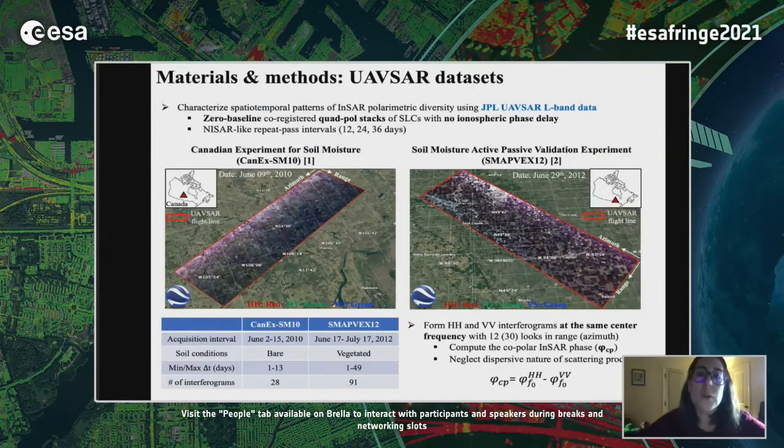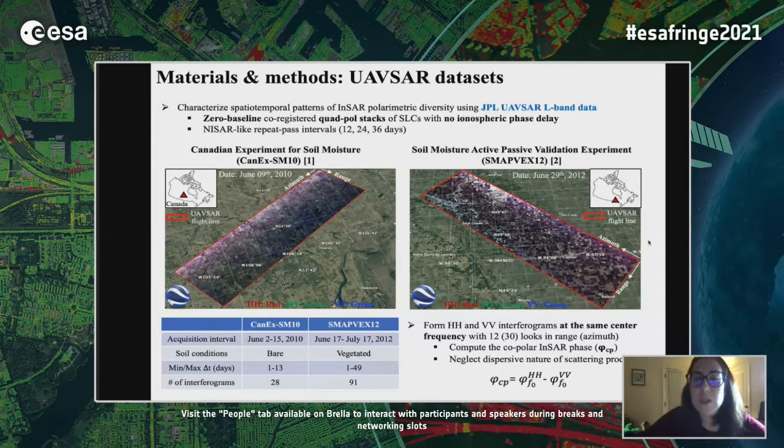So we decided to focus our attention on characterizing the spatial and temporal pattern of the interpolarimetric diversity, so differences between interferograms at two different polarizations, on two data sets acquired by the JPL UAVSAR L-band sensor. We have two sets of fully polarimetric co-registered stacks of SLCs acquired over agricultural areas in Canada.